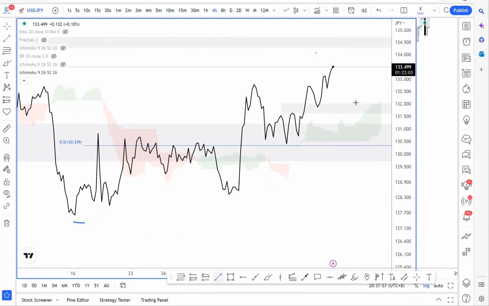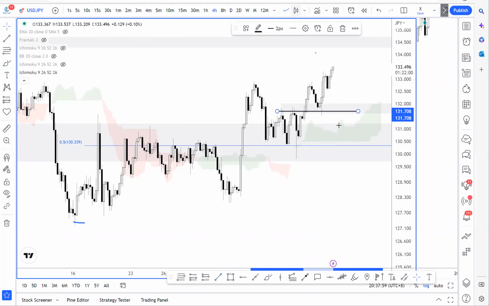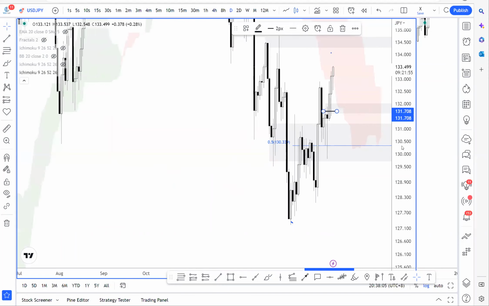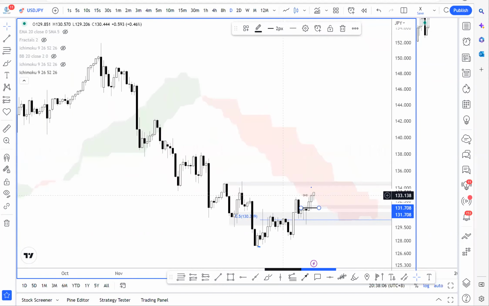Resistance turn support level forming here as well. So in this case, you can see that what we have on the smaller time frame will first be formed before what we see on the bigger time frame, this bigger picture over here. You actually see it happen first on the smaller time frame.